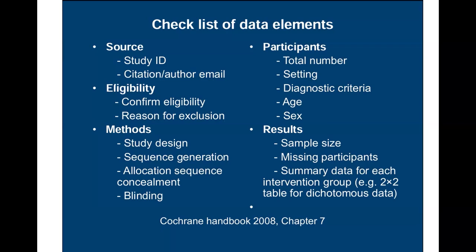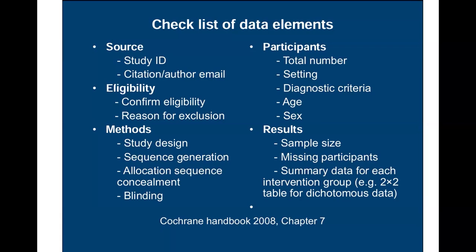Then blinding. Then participants, total number, that is very important in case of dichotomous or continuous data. You all know that total number and total events we have to incorporate in case of dichotomous data, out of the total participants. So total number is very, very important. Settings I have already told you.